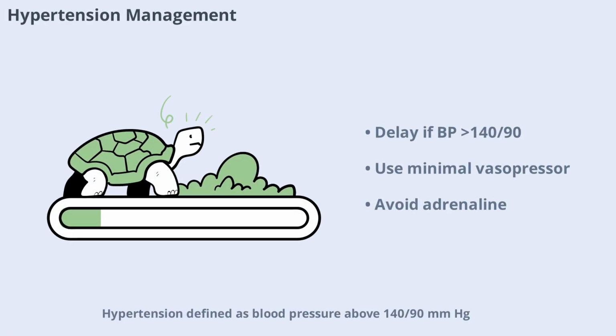Hypertension, defined as blood pressure above 140/90 mm Hg, is a common finding in dental patients. If a patient's blood pressure is significantly elevated, delay routine dental therapy until it is well controlled. When local anesthesia is required, use formulations with minimal vasopressor content and avoid adrenaline whenever possible to reduce cardiovascular stress. Monitoring blood pressure before and during the procedure is essential. These precautions help prevent hypertensive crises and ensure a safer surgical experience for patients with high blood pressure.